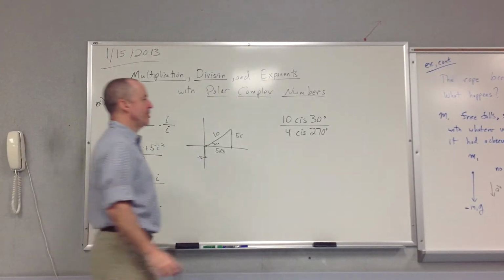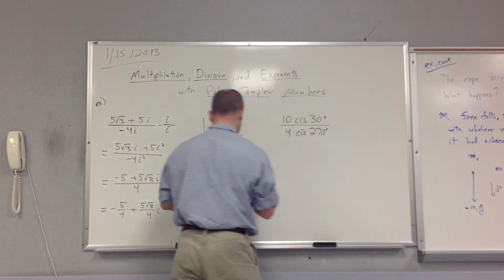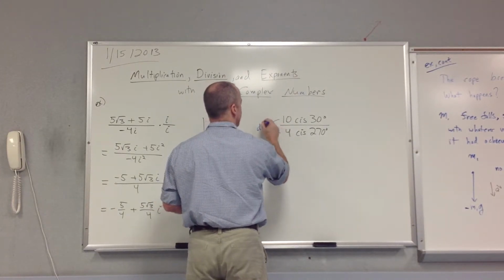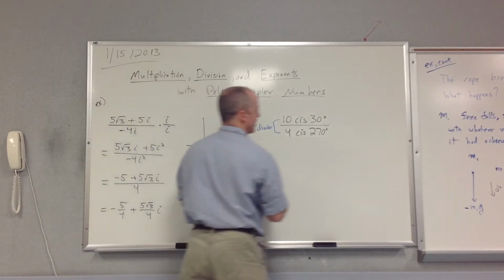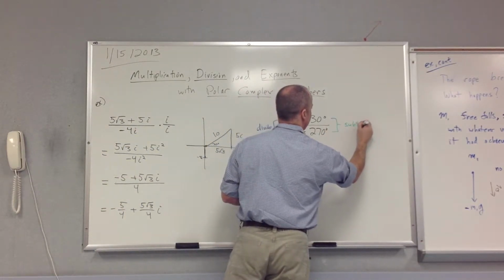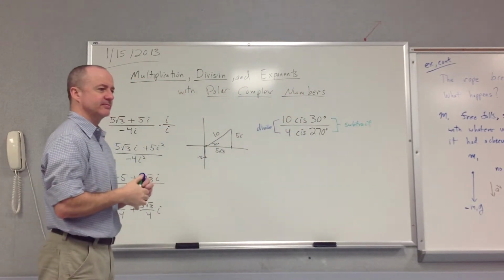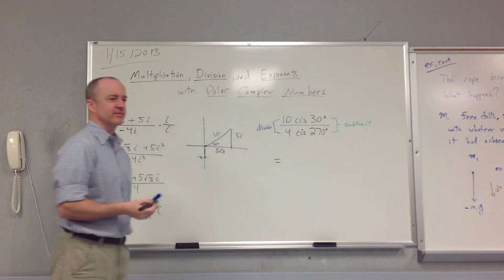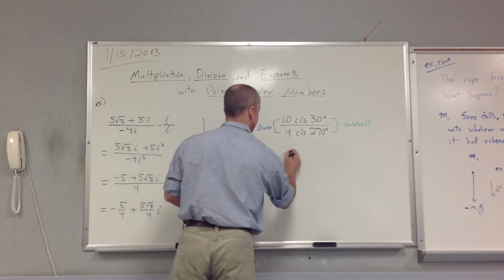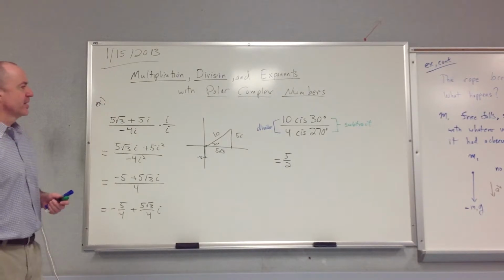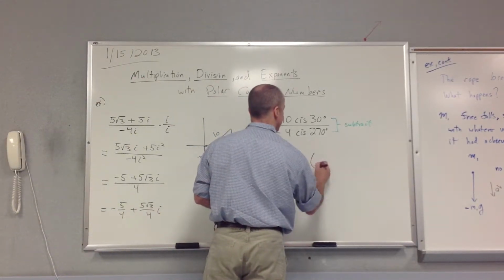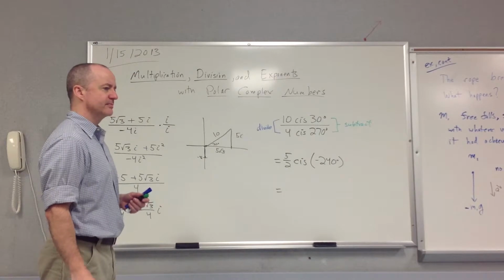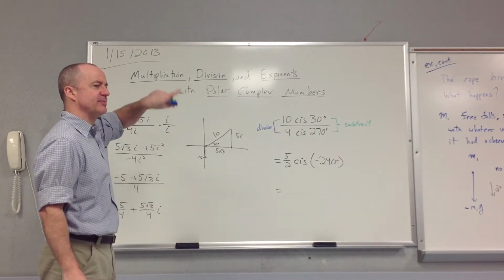Okay? Polar division. In this case, you divide the magnitudes, like actually divide them, and you subtract the angles. So this equals, what's 10 divided by 4? 2.5. Yeah, I'm just going to say 5 halves. It's a little easier for me. What's 30 minus 270? Negative 240. Switch that around to a standard angle. Negative 240 is the same as positive.